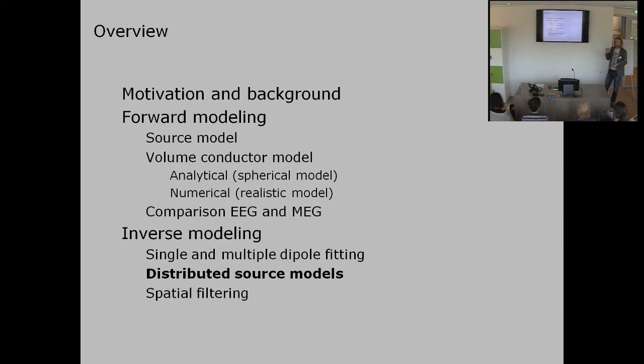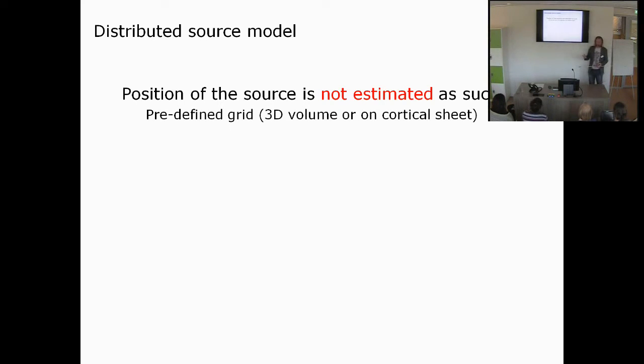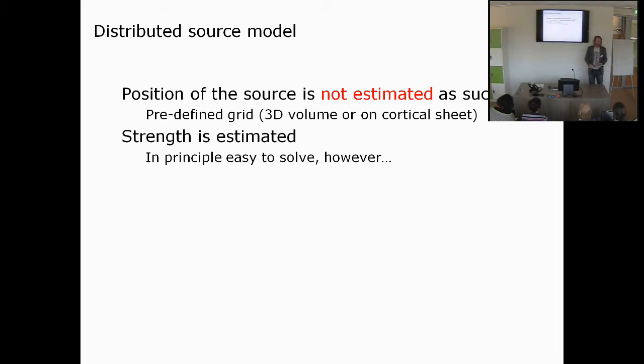If we consider the brain, then actually we could also say, well, the brain is not a small number of cortical patches that is active. We could also say the brain is basically this cortical sheet, and there is potentially activity all over the cortical sheet. So we can also describe the brain using a distributed source model. With distributed source models, we're not estimating the position of the source, because we already know where the source is, it's in the gray matter. We start with a predefined grid, like a 3D volume, or more typically a cortical sheet describing gray matter. And we estimate the strength at each of the grid nodes of this cortical sheet. That is in principle easy to solve.